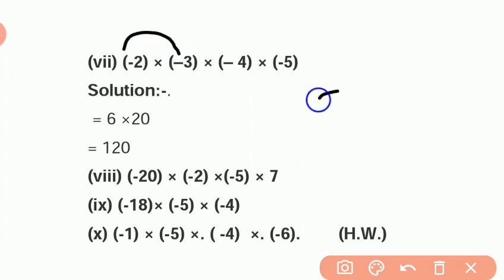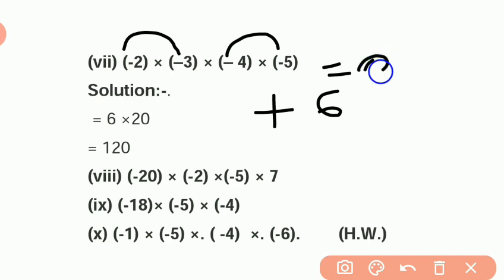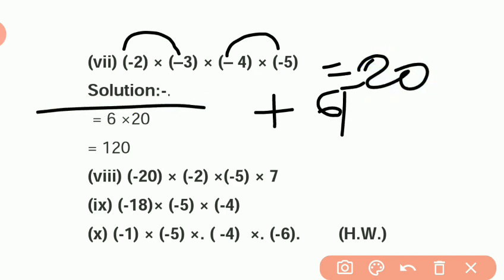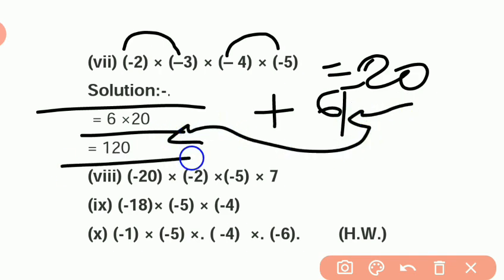So 2 3s are 6 and minus into minus plus. Then multiply 4 with 5. 4 5s are 20 and minus into minus plus. Then we'll multiply 6 and 20. So 6 into 20, which is equal to 120.